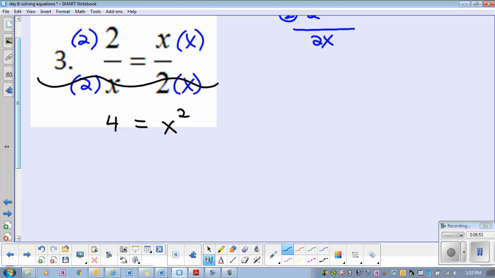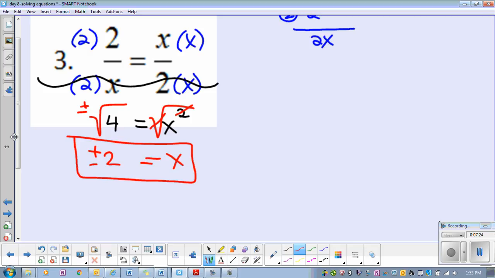Listen, we're not solving for x squared, we're solving for x. How do you get rid of that power? Good. Square root. Good. Because when you draw the square root, you gotta put what? Plus or minus. Good job. So that crosses out. We have x equals plus or minus 2.